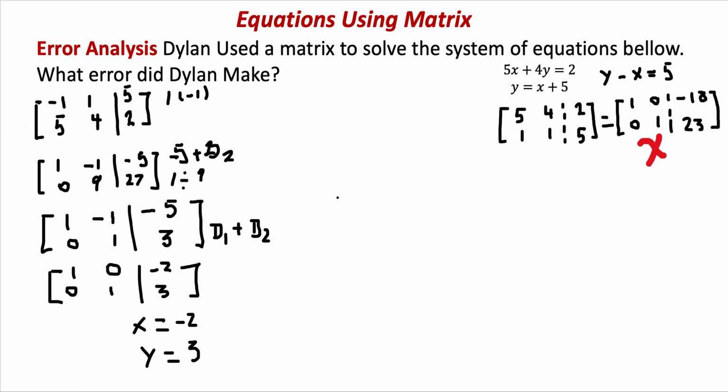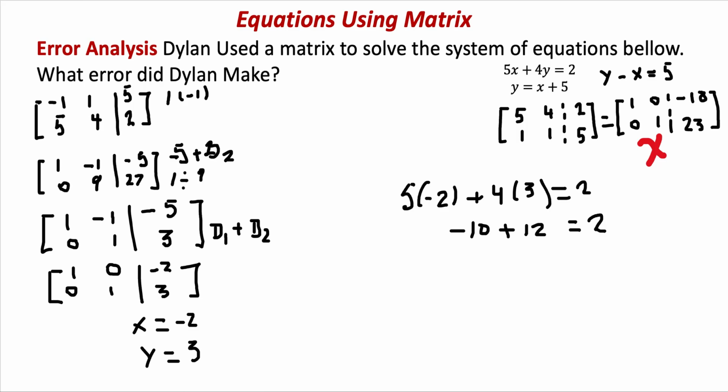But in order for us to make sure we did it correctly, we take the first equation here and we multiply 5 times, instead of the x, I am plugging in minus 2, plus 4 times 3. And we want to verify whether this is the right solution or not. Is it equal to 2? Let's see. 5 times minus 2 is minus 10. Plus 4 times 3 is 12. This holds, because minus 10 plus 12 is 2. So this holds.